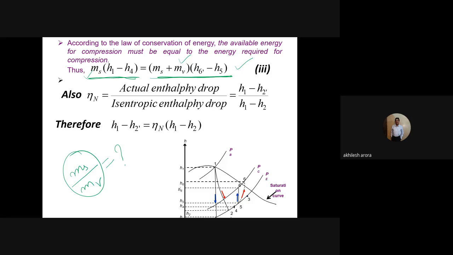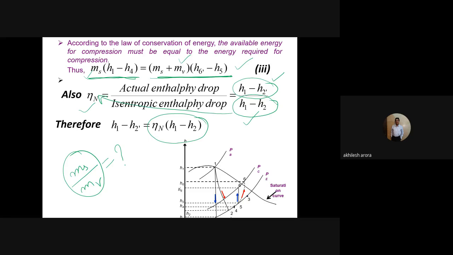अब देखो, नोजल एफिशिएंसी क्या था? नोजल एफिशिएंसी की वैल्यू है (h1 माइनस h2 डैश) डिवाइडेड बाय (h1 माइनस h2). सो अगर हम यहाँ से कैलकुलेट करें तो h1 माइनस h2 डैश की वैल्यू कितनी आ जाएगी? It will go to this side, so h1 minus h2 dash is equal to nozzle efficiency into (h1 minus h2). I hope this is clear.